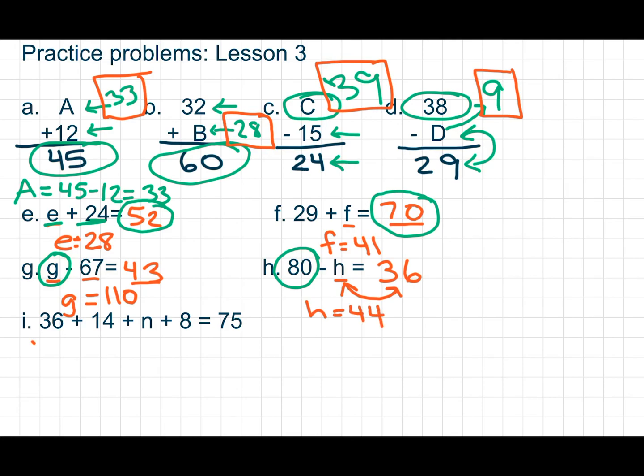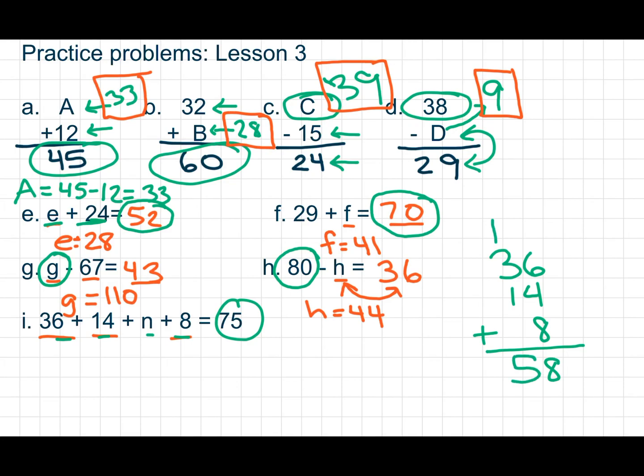Okay, so this last one, I just looks complicated. It's not more complicated. All you have to do is add these three numbers together to get that part of the whole. And here this is the whole, and these are all parts. These are all parts of the whole. So if I add all these parts to the whole, 36, 14, and 8, well, this is equal to 58. So what we really have is 58 plus n equals 75.